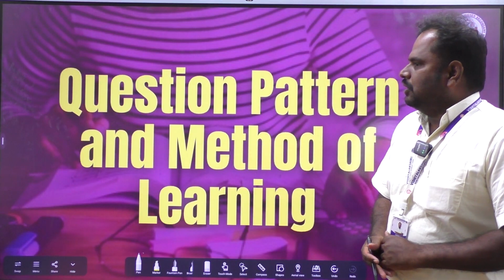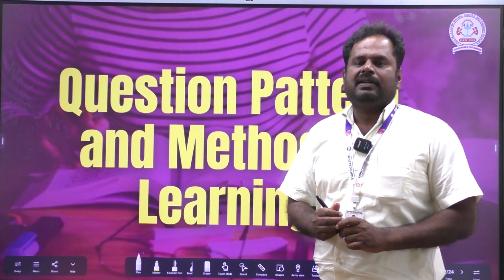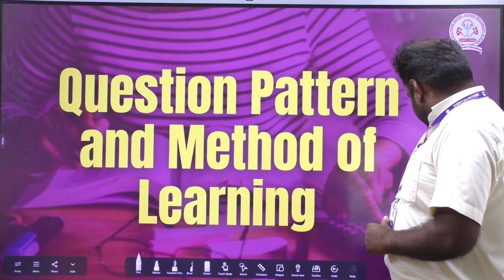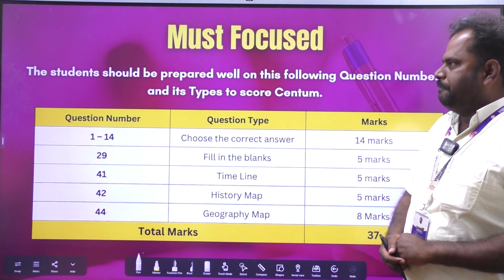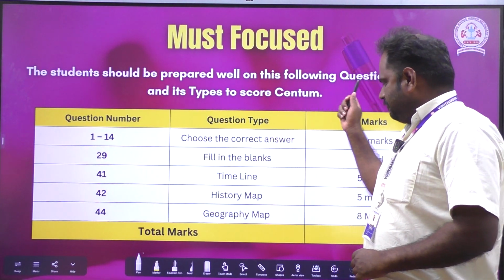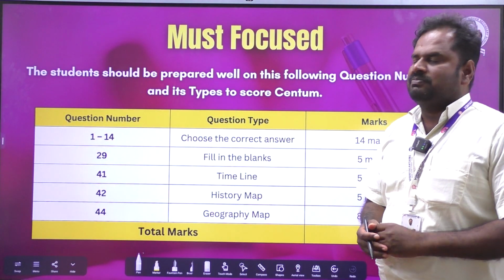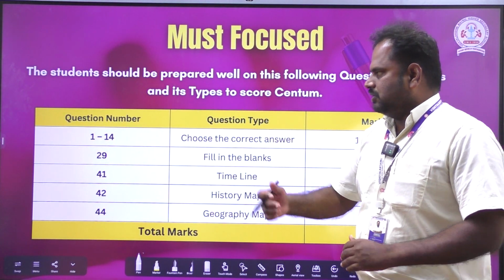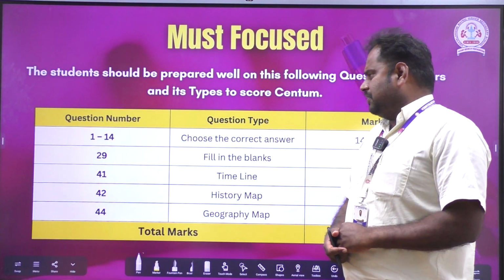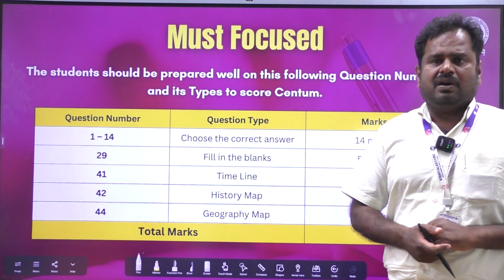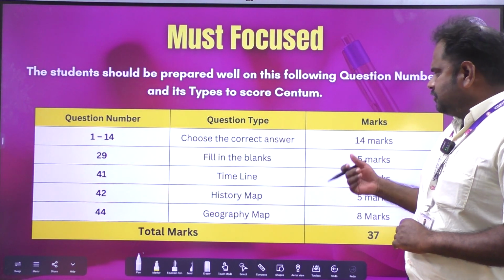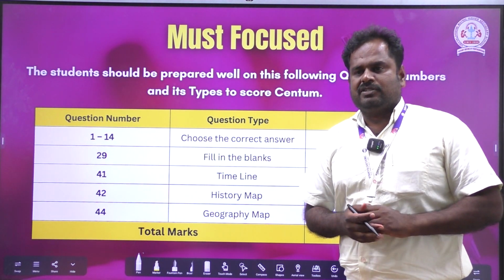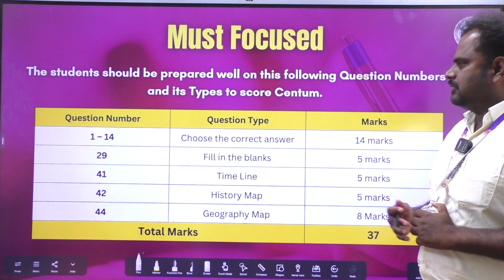Segment 2, question pattern and the learning methods of the book. Especially in the first, all the students must focus on these criteria: question numbers 1 to 14 stand for choose the correct answer or MCQ. It's 14 marks. Then question number 29 is fill in the blanks for 5 marks.